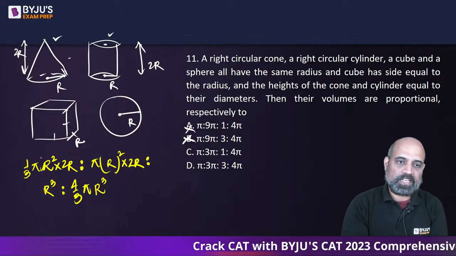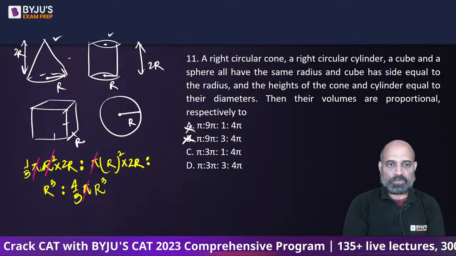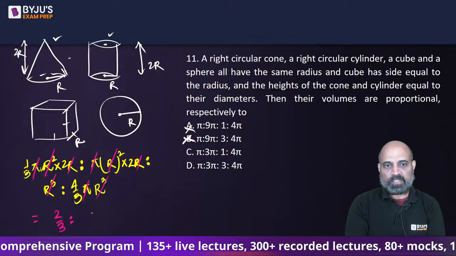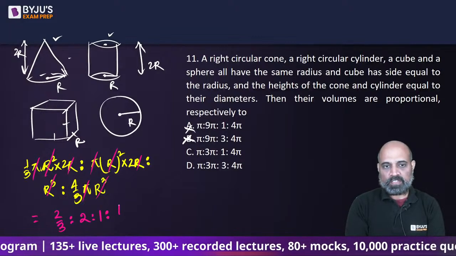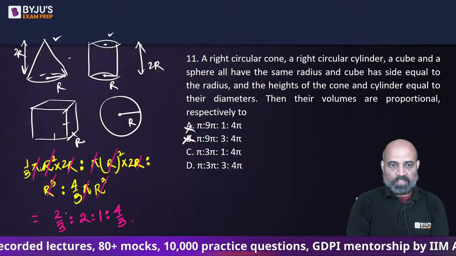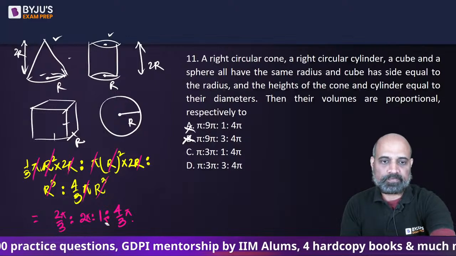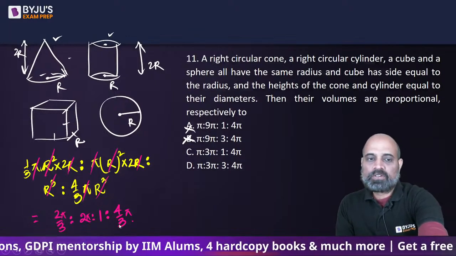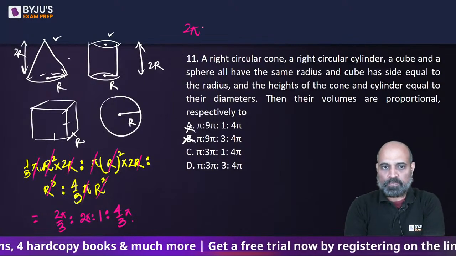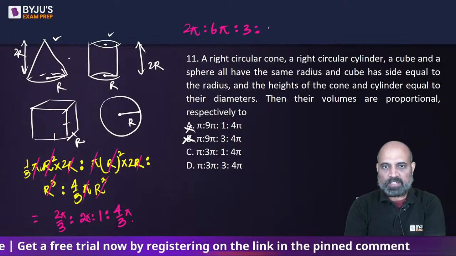So the first thing that we cancel out is pi. The next thing that we can do is cancel out r cube, which results in 2 by 3 is to 2 is to 1 is to 4 by 3. Now, if I multiply throughout by 3, and of course, pi will not cancel, pi will actually remain, we can't cancel pi. So if we multiply throughout by 3, this gives me 2 pi is to 6 pi is to 3 is to 4 pi.